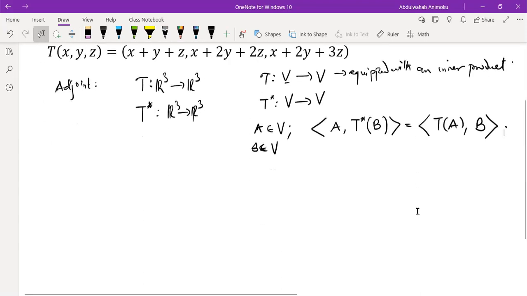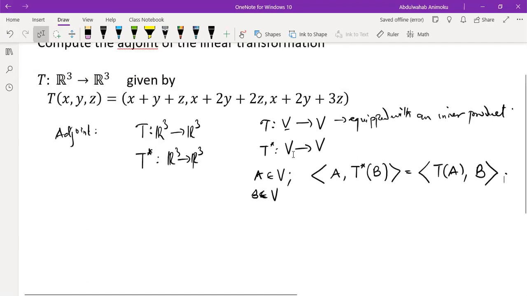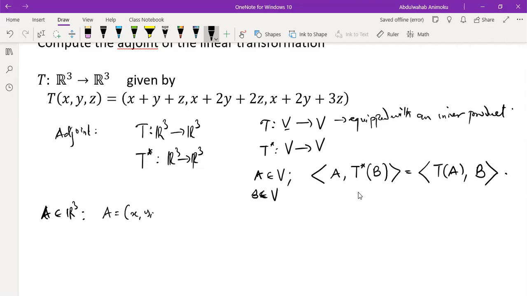We are going to look at the first method of solving this, which is using the inner product. In the next video, I will solve the same problem using a different method, which is a much easier approach compared to this. So what do we do here? We take a vector A from R cubed. Any vector in R cubed has three components, say x, y, z.